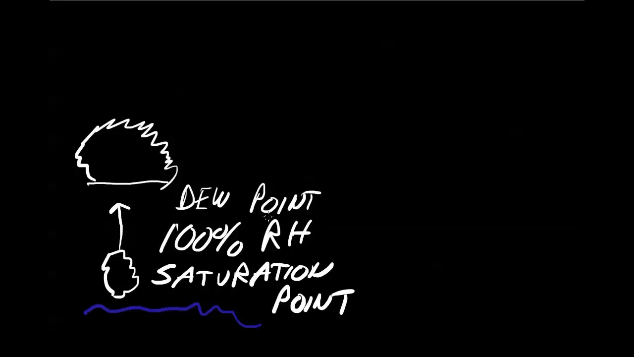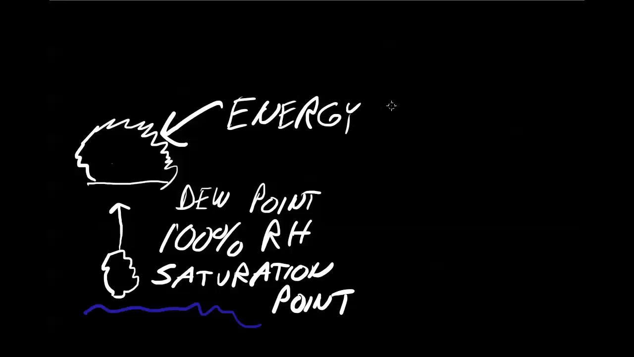Well, what's kind of neat, and we learned about this whole idea of latent energy. As water condenses, it releases latent energy. So as the water condenses, energy inside the cloud is released. So inside the cloud, the temperature is actually warmer.